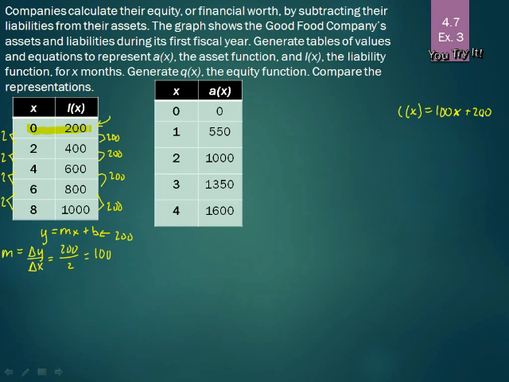plus 200. And then to find A of x, let's go ahead and find the finite differences. So 1600 minus 1350, we get 250. 1350 minus 1000 is 350. 1000 minus 550 is 450. And 550 minus 0 is 550. And so subtracting those, 250 minus 350 is negative 100. And negative 100 again for 350 minus 450, and again negative 100. So we see that's going to be quadratic, as we predicted on our graph.